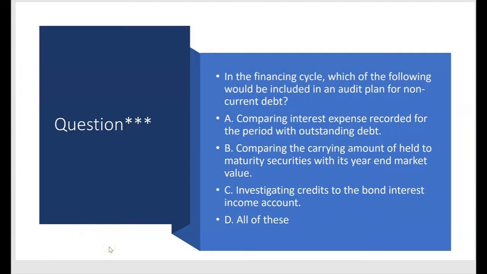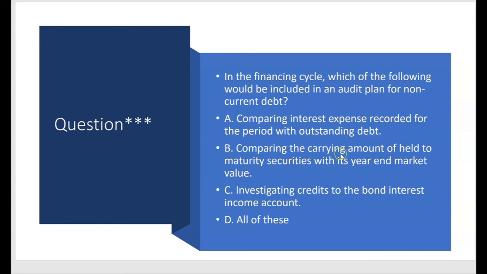All right, in the financing cycle, which of the following will be included in an audit plan for non-current debt? A says, comparing interest expense recorded for the period with outstanding debt. That sounds likely because that's an analytical procedure. We mentioned that comparing interest expense on the income statement with bonds payable on the balance sheet will give you the reasonableness of the long-term debt balance. So if you're in this cycle and you do this comparison, that would be in the audit plan if you want to make sure that bonds payable are not understated.